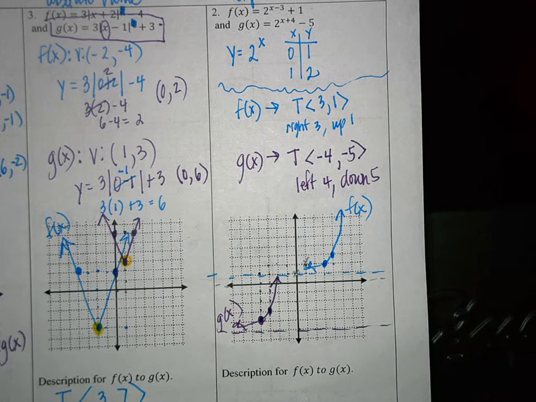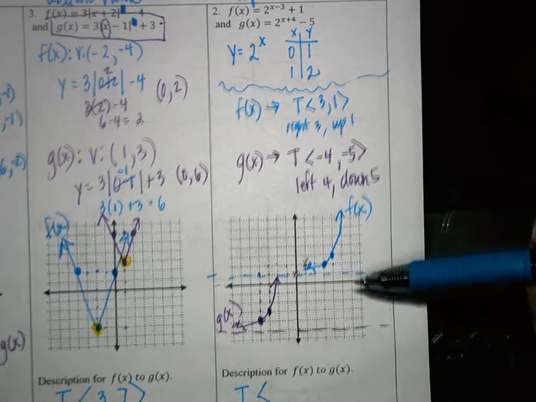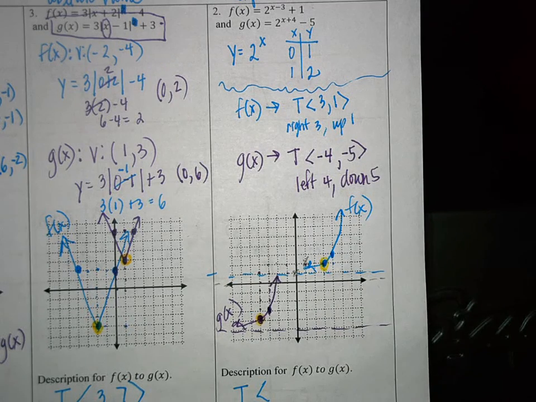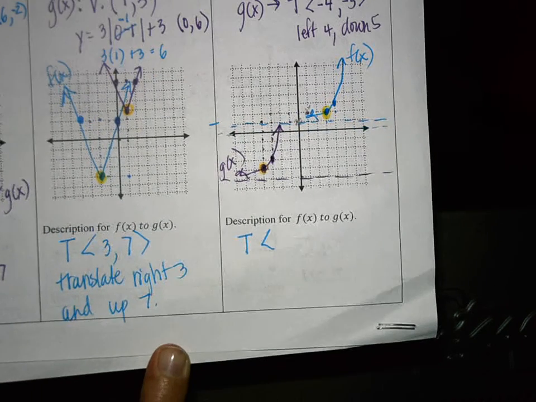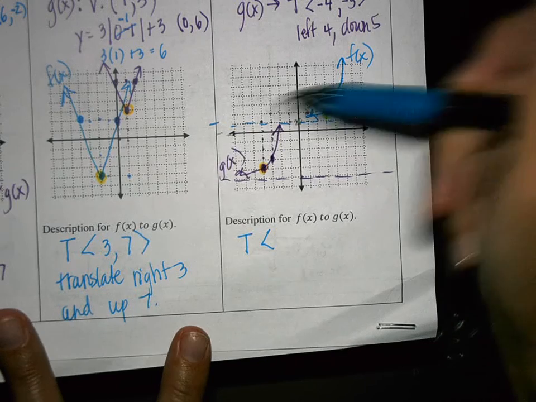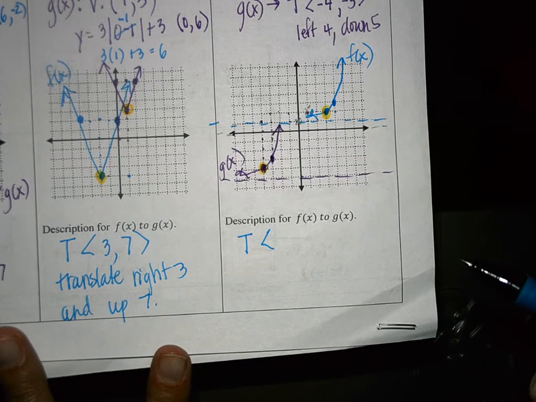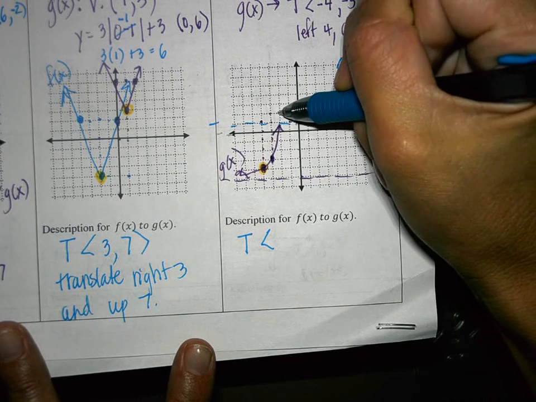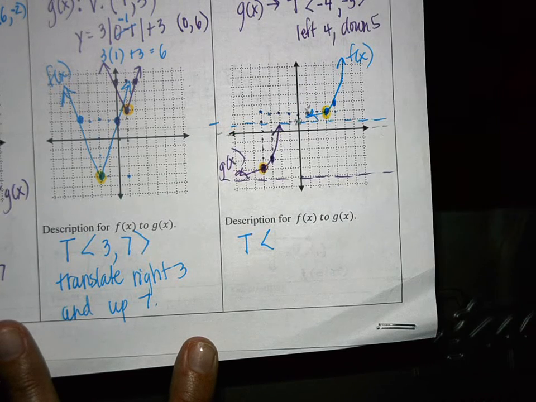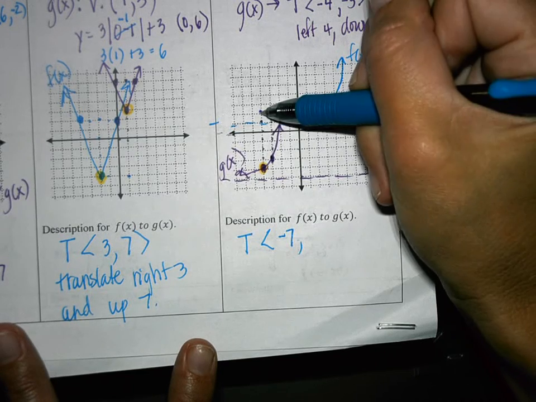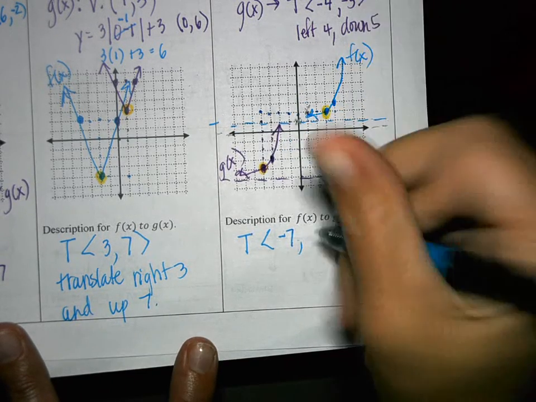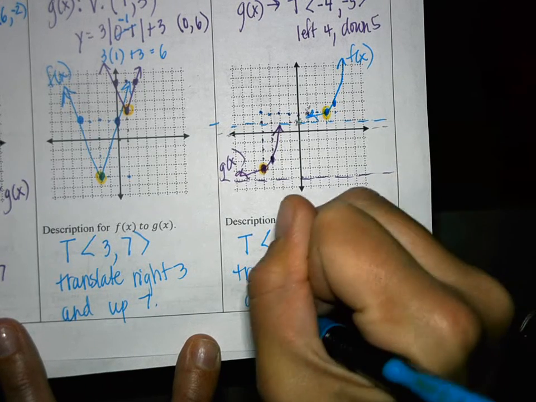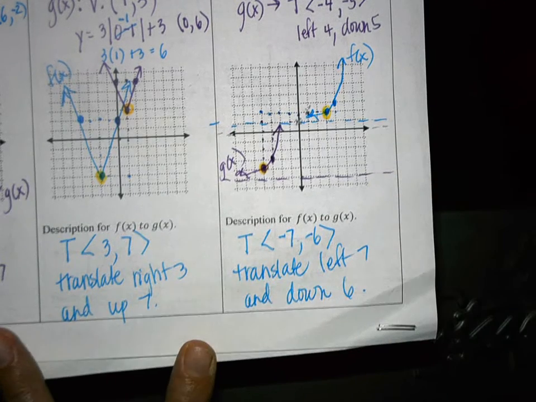And so what has happened on this translation from f of x to g of x? So again, I would start from where my first point was for my 0, 1 point before we translated it. Okay, and so from f of x to g of x, what happened? So let's count. 1, 2, 3, 4, 5, 6, 7. Left 7? Do you guys agree? So that's negative 7. And then from there it went down 1, 2, 3, 4, 5, 6. So negative 6. Translate left 7 and down 6. Okay, any questions there?